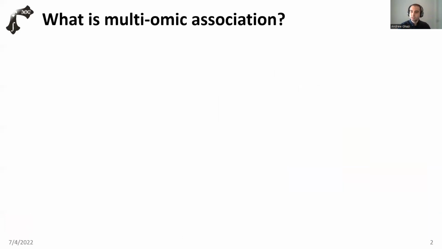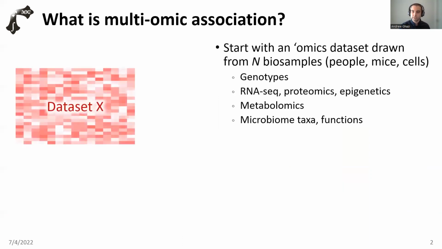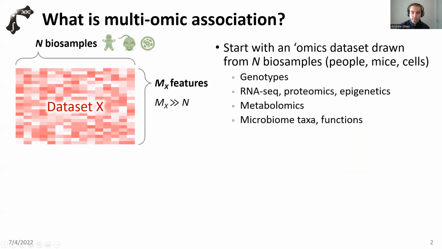So what is multi-omic association discovery? Just to clarify what I mean by that, in modern biological sciences, this circumstance crops up pretty frequently. The setup goes something like this. We first collect some high-dimensional data set X that has M_X features attributable to N biosamples. These features are all the same type of measurements, things like genotypes of SNPs, or metabolite levels.